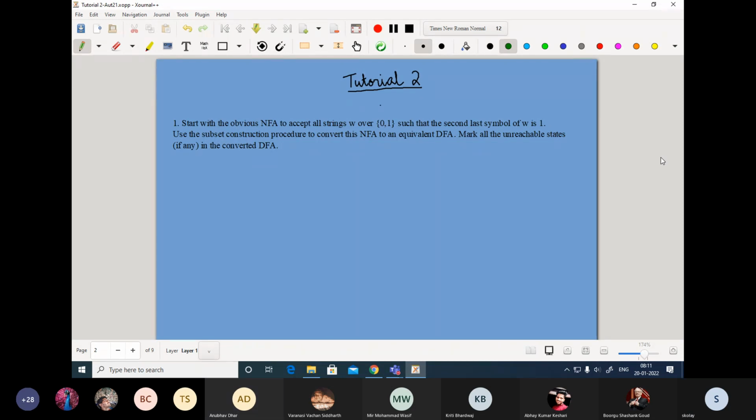Yes, ma'am. Okay. So we'll start with a fairly simple question. We saw an NFA for the set of strings over 0, 1 such that the fifth last symbol of W is 1. So now I'm asking for the NFA that accepts all strings such that the second last symbol is 1, and then the main part is converting this NFA to a DFA using subset construction.